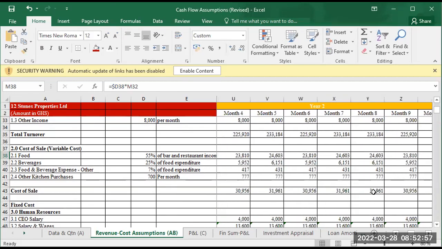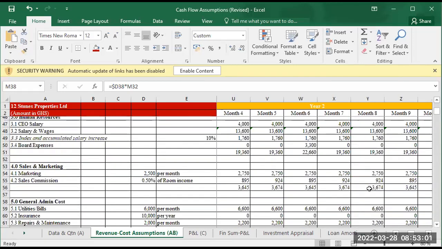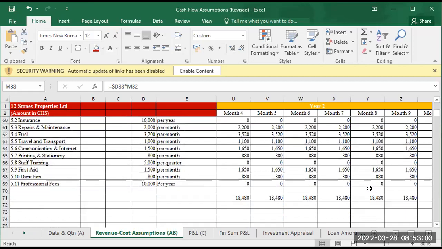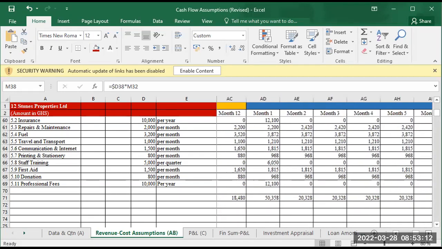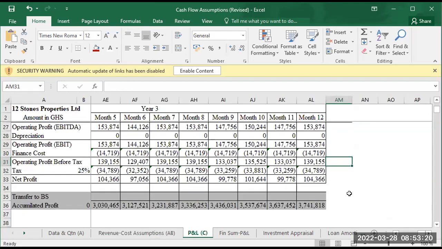We also do all of these calculations, right? It's for sales and marketing, general, and so on. And then we have all of these as our total, summing them up vertically, right? So it's up to year 3. That is how the revenue and cost assumptions were made. And then we move on to the profit and loss.